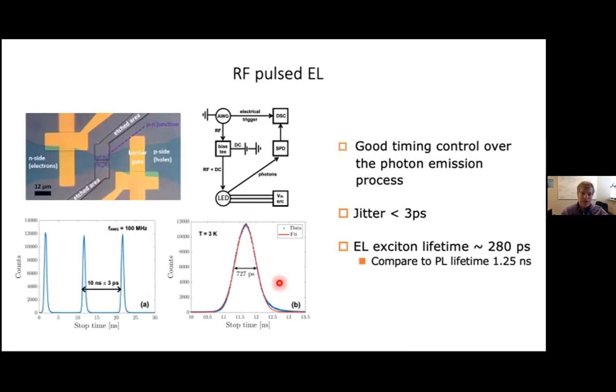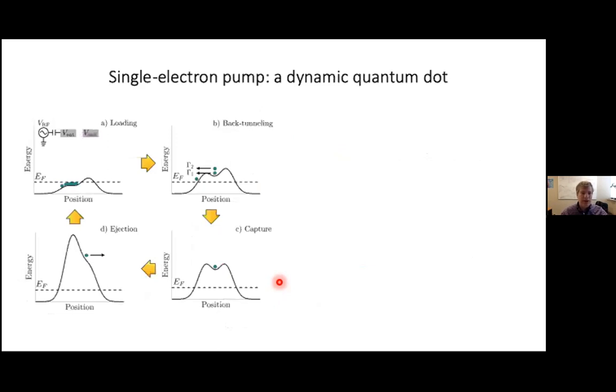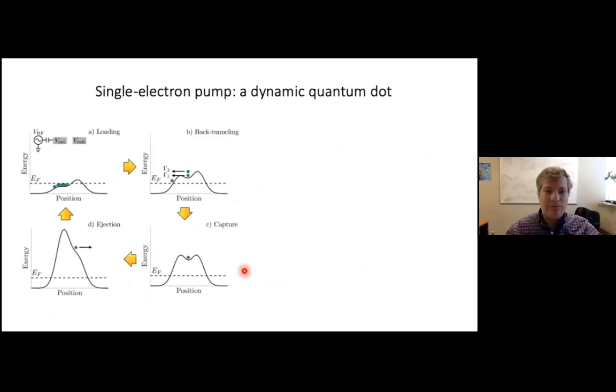Now, for quantum optics, we'd like to have a source like this, but for single photons. And so for that, we need to turn our attention to single electrons. Now I'm going to introduce the single electron pump, which you can think of as a dynamic quantum dot. What we'd like to do is controllably inject a single electron into a p-n junction at a relatively low momentum so that it's likely to radiatively recombine with a hole and emit a photon. A device called a single electron pump can do that. The idea is to form a dynamic quantum dot.